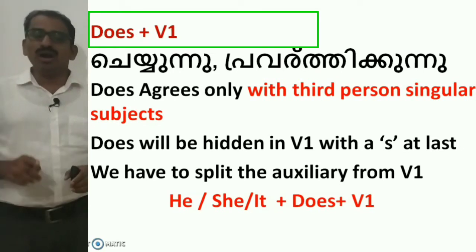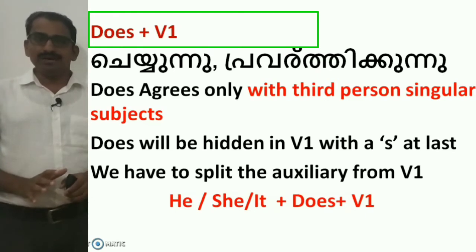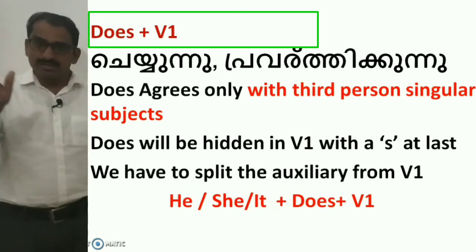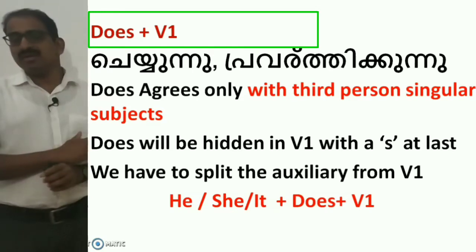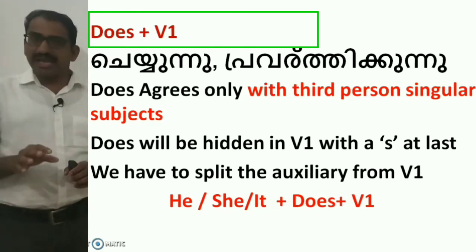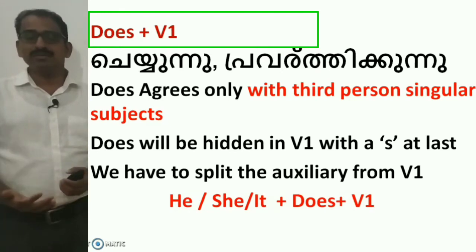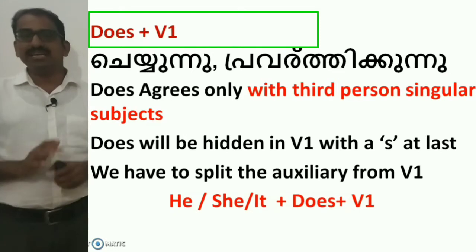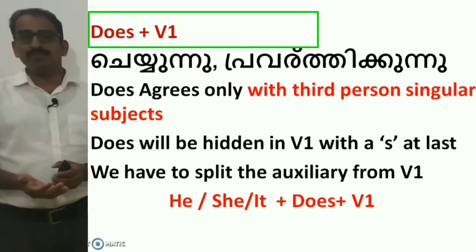Does agrees only with third person singular subjects. Remember it? Does agrees only with third person singular subjects. You have to remember it. Does will be hidden in the V1 with an S or ES at the end. That means goes, comes, visits. Likewise, we can see a does. What does that S indicate in V1? That S indicates there is a does hidden in the verb.